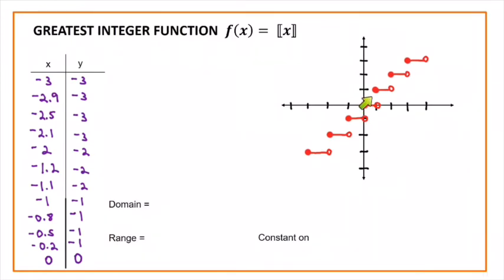Every time the x value reaches a new integer, the y value is going to jump up one. So we didn't fill in the table enough to do all of these, but you can imagine that the pattern continues. So this is what the graph of the greatest integer function looks like.